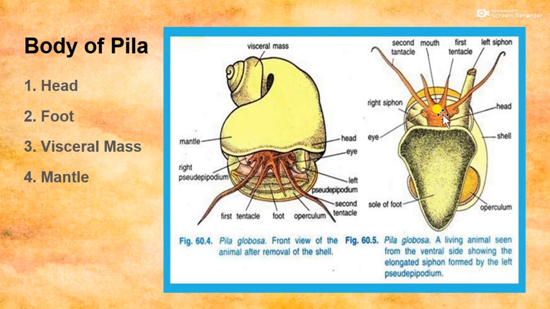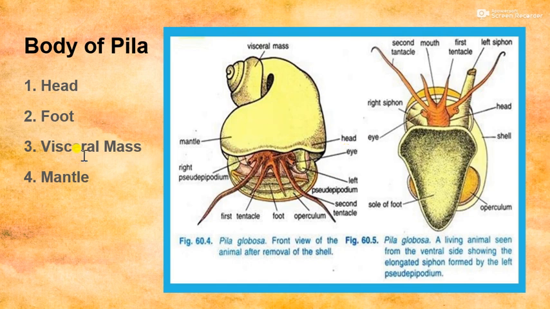Behind the tentacles, the head has a pair of eyes. Look at this pair of eyes. This is one and this one is the other. The pair of eyes is borne on a stalk or ommatophore.